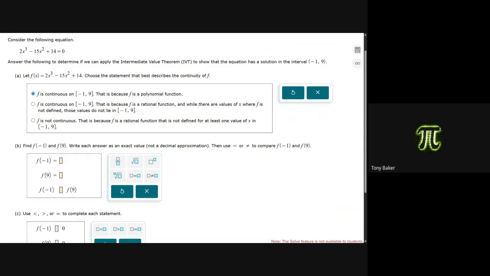That's the first step of the intermediate value theorem, that we need to make sure it is continuous on that interval. The second part is we need to make sure that the values do not equal each other. So you're going to plug in -1 to the problem and 9 to the problem. So you plug in -1 and I'll plug in 9.